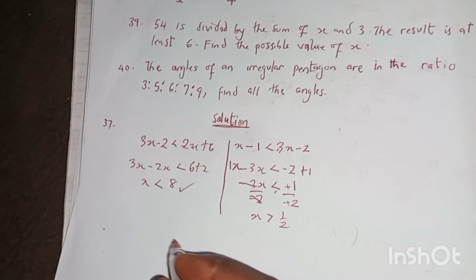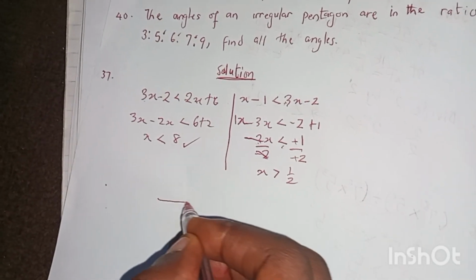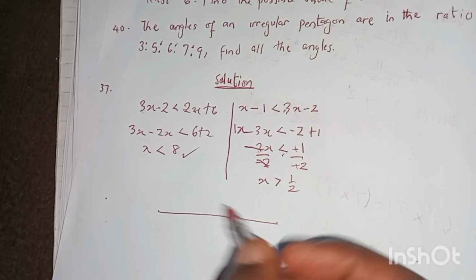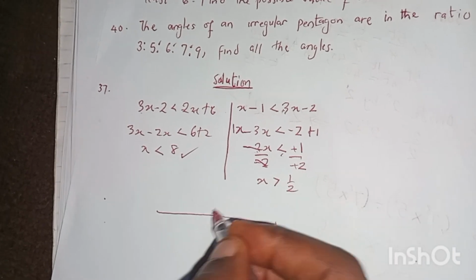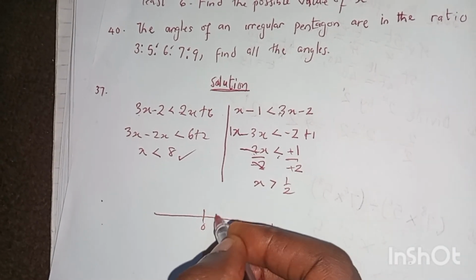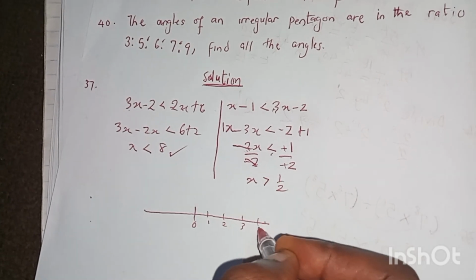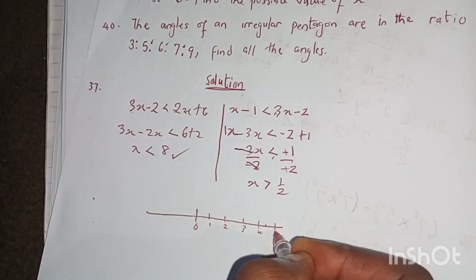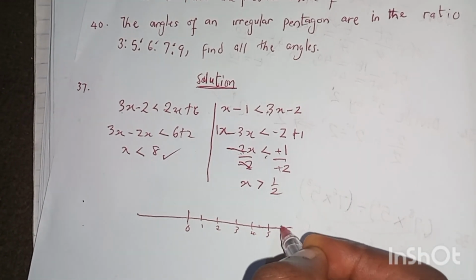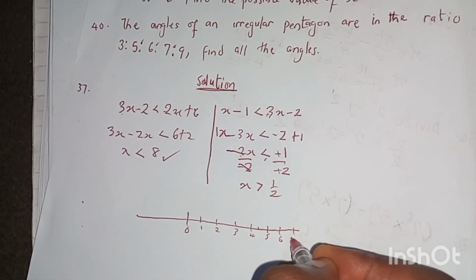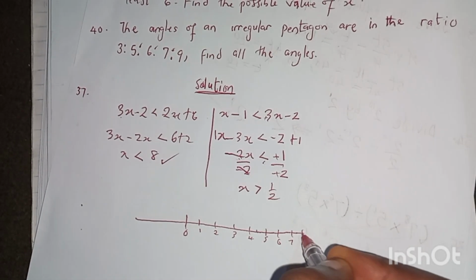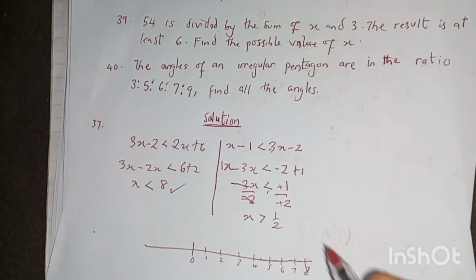So we want to show that on number line. We just go, both of them are on the positive side. So it's going to be 0. We have 1, 2, 3, 4, 5, 6, 7, and 8. All right. So that's going to be that.